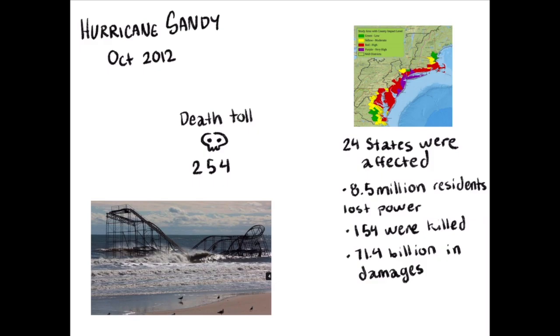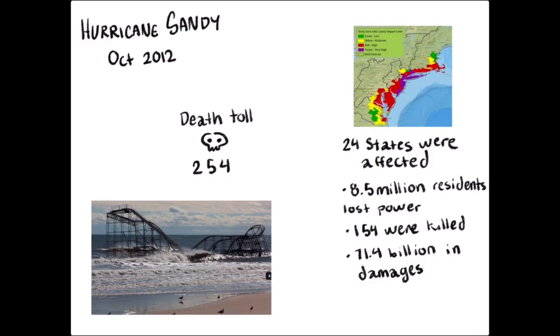The country that was devastated the most by Hurricane Sandy was the United States, where 24 states were affected. New York and New Jersey were the states that were hit the hardest. Roughly 8.5 million residents experienced power outages and 154 were killed. The damages were estimated to amount to $71.4 billion. The economic cost was almost $75 billion, and the human cost was 254 lives lost.